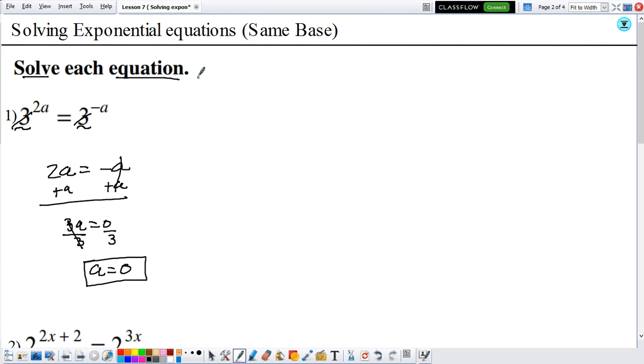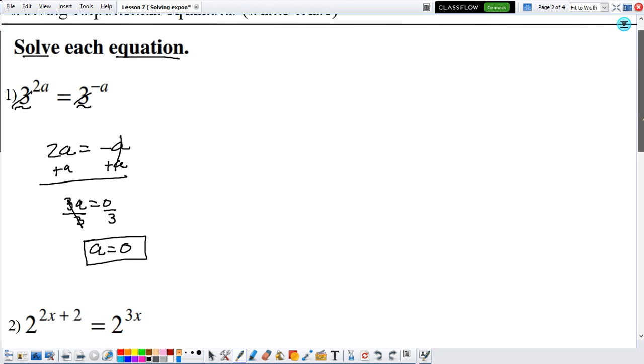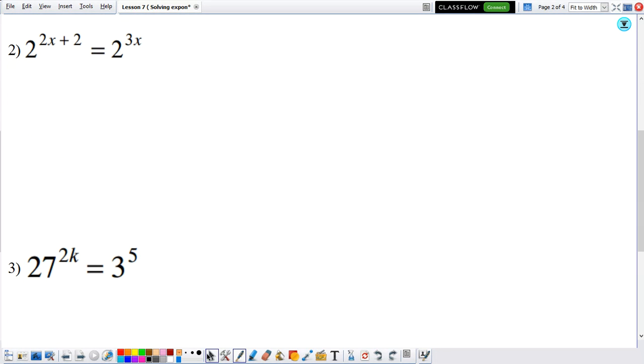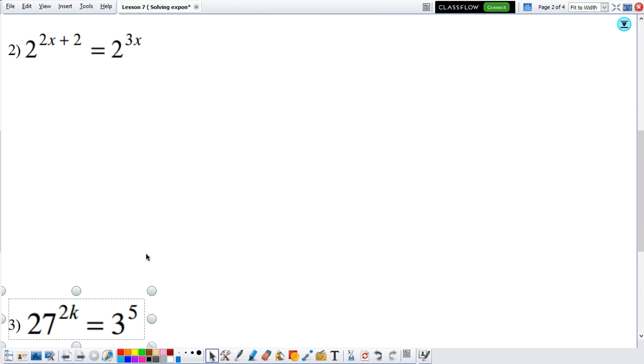So here's the idea. The moment that they have the same base, we want to write them using the same base because the moment that they have the same base, they will cancel each other and you will put the exponents equal to each other. And that is a technique that we will be using to solve for expressions or equations where we want to solve for the variable, and the variable is in your exponent.